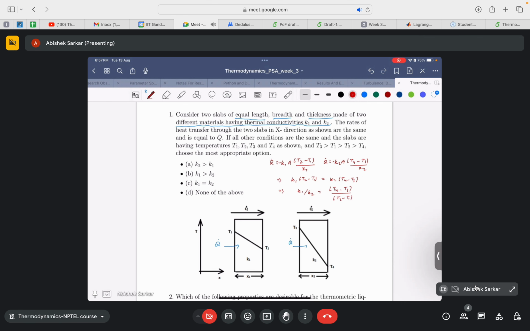Now you can clearly see that the difference between T4 and T3 is greatest. This will be some negative term, and this will also be a negative term, but the magnitude of the numerator would be greater than the denominator. So it will imply that K1 is greater than K2. So the correct answer will be option B.